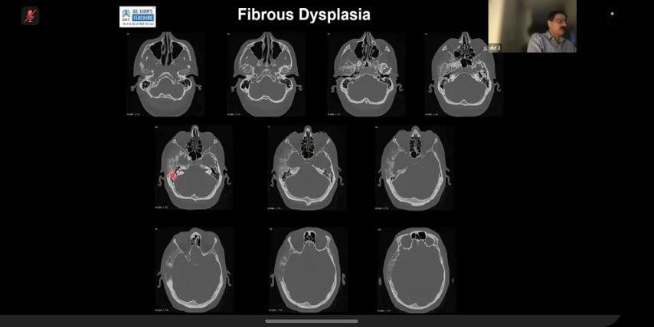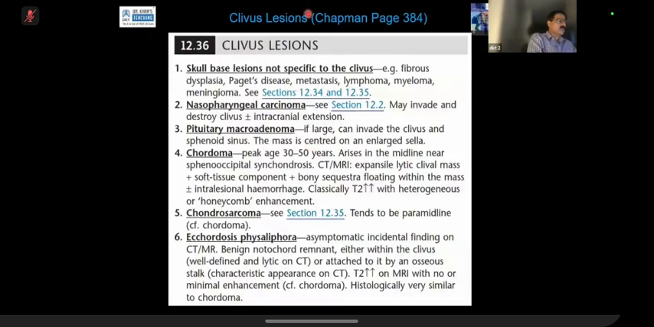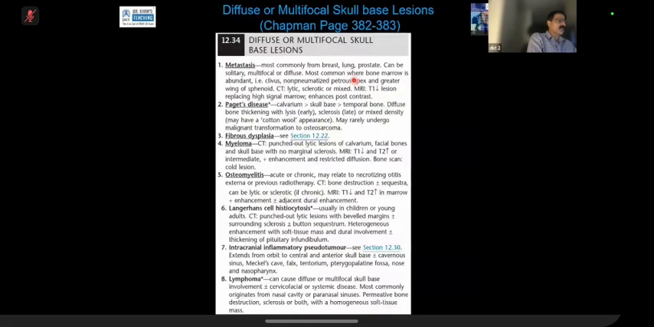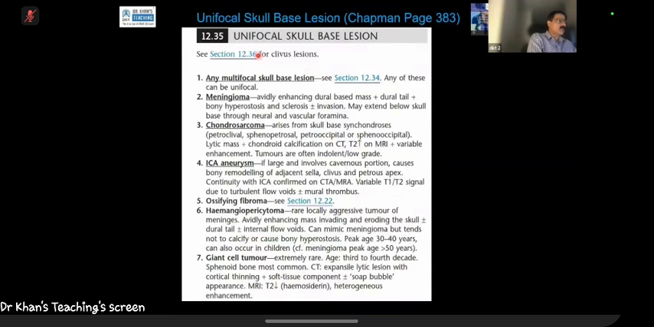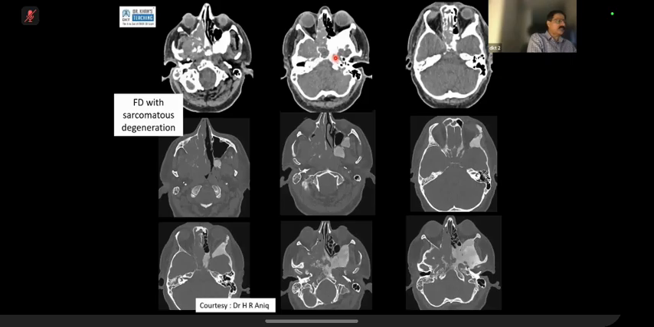Now, look at this. This is that Pagetoid type of fibrous dysplasia. And then clivus lesion. Of course, for clivus lesion in Chapman, it is given there. I have basically shown you a clivus lesion. And then it is in the diffuse and multifocal skull base lesions, unifocal skull base lesions. So everywhere fibrous dysplasia is. And this is what you have to remember. This case is courtesy of Dr. H.R. Anik. Fibrous dysplasia with malignant transformation.